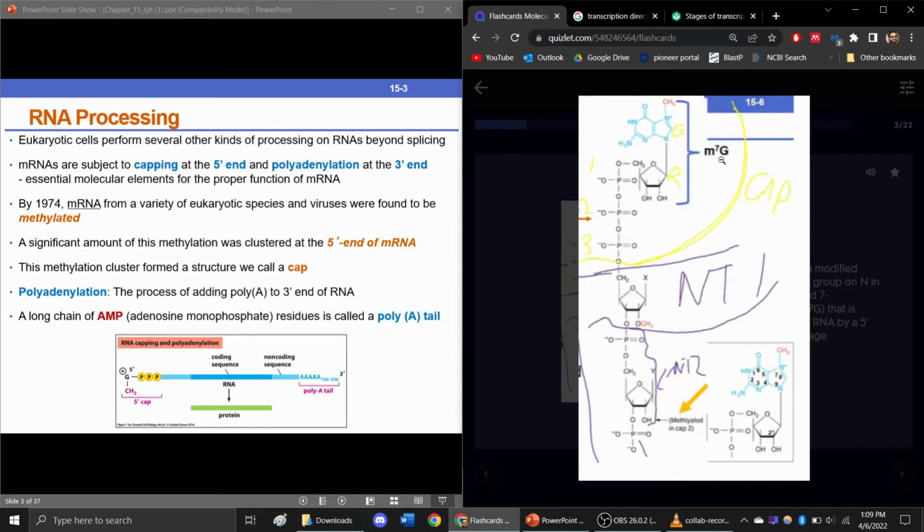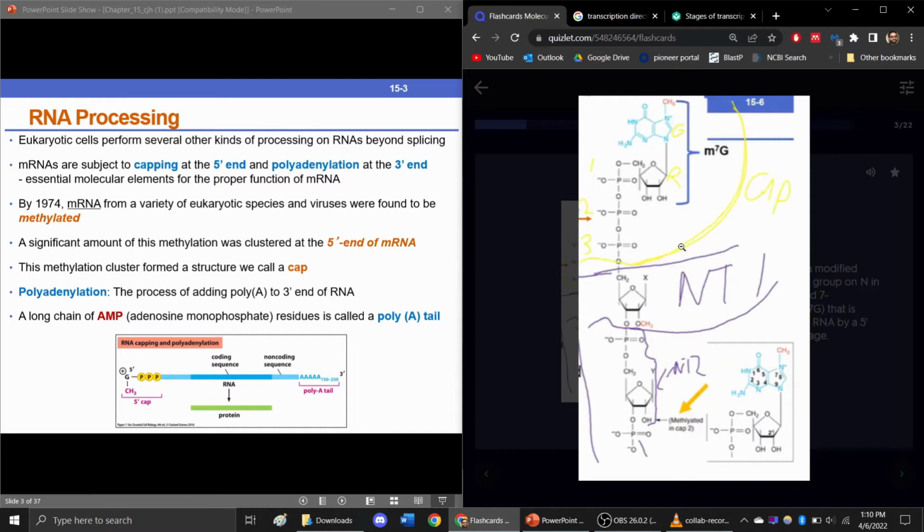We know that it's M7G, and what that stands for is 7-methyl-guanosine. If we know about the structure of a nucleic acid, you have your phosphate group, your sugar backbone, and then your nitrogenous base. Here is the nitrogenous base guanine. Right here is our ribose sugar with the R. And then these three things here are your phosphate groups.